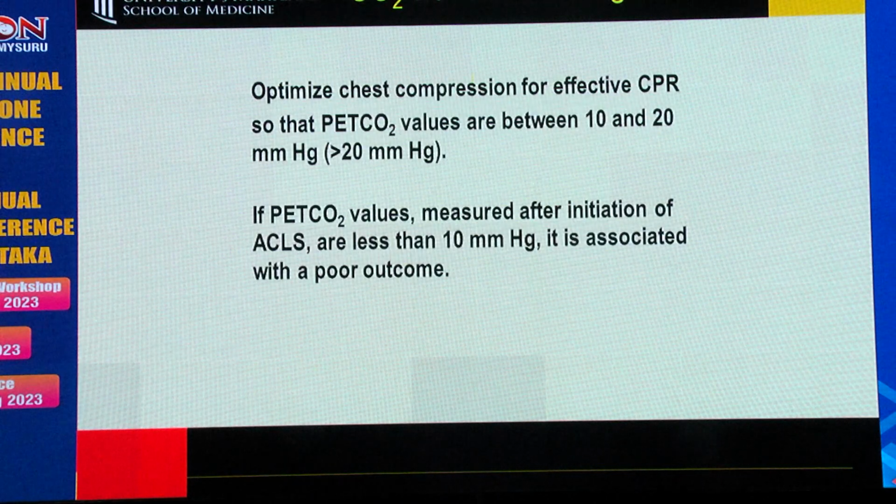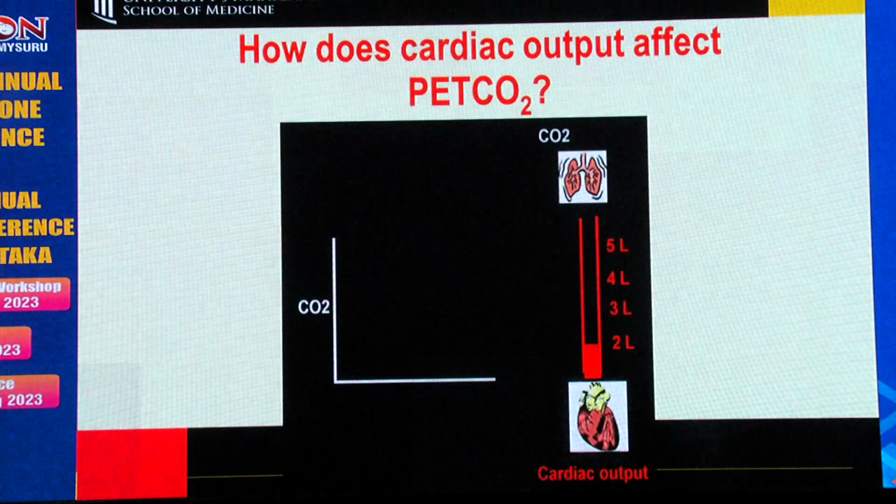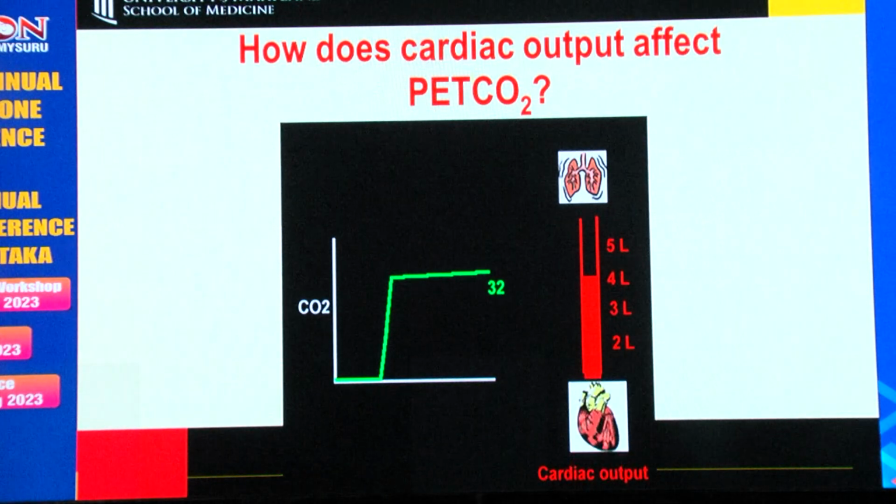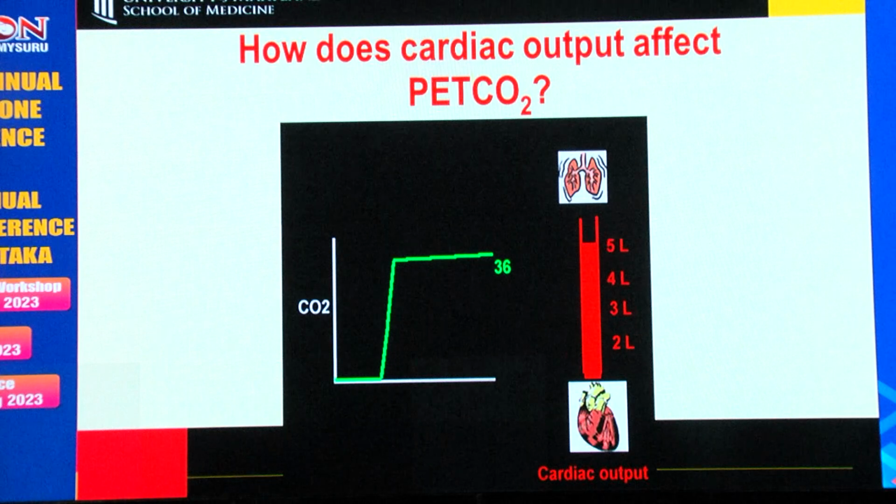If you are not generating a cardiac output of 2 liters or 20 millimeters of end-tidal CO2, as a team leader of the ACLS, you can actually have the operator change and some other person perform the CPR. If the end-tidal CO2 is consistently below 10 millimeters with a good CPR, that means the prognosis of the patient is bad. Now you know that ACLS more or less mandates the use of capnography during CPR. And this is the basis of the relationship between the cardiac output and end-tidal CO2 I'm pointing out once again.